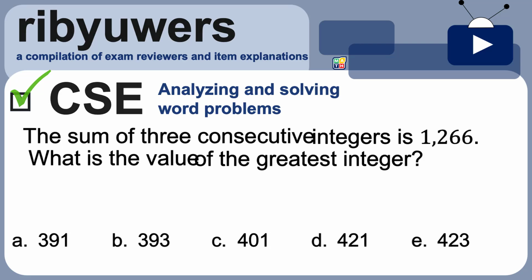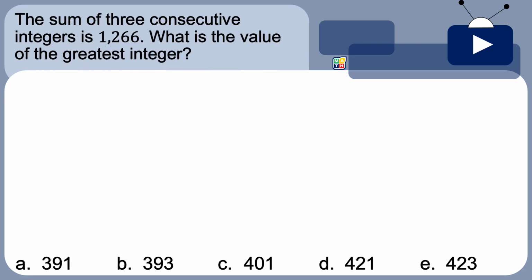Ito po yung tanong. The sum of three consecutive integers is 1,266. What is the value of the greatest integer? A. 391, B. 393, C. 401, D. 421, E. 423. So to answer this problem po, dapat alam po natin ibig sabihin ng consecutive integers.